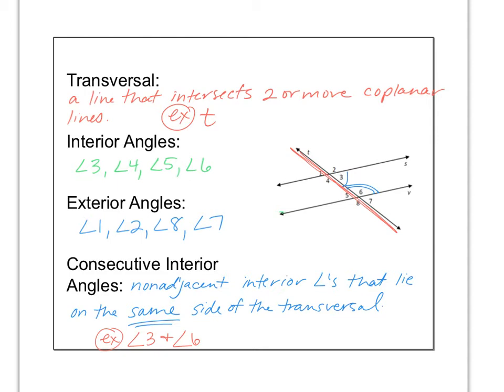Another pair would be 5 and 4. So also angles 5 and 4 would be a second pair of consecutive interior angles. They're interior because they're between the two lines, S and V, and they're consecutive because they're on the same side of the transversal.